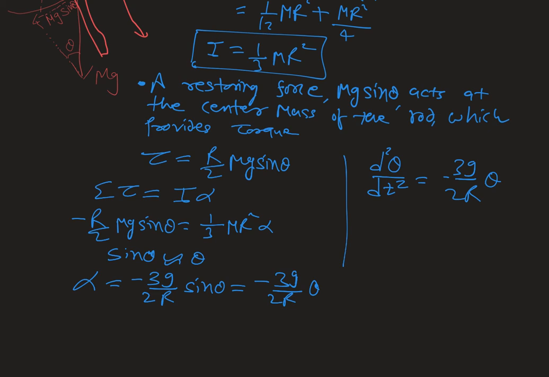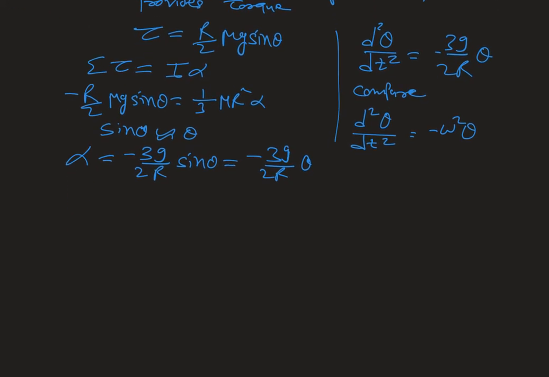Now we compare this with the simple harmonic motion of a rigid body, d squared theta over dt squared equals negative omega squared theta. So you can compare your omega squared with 3g over 2r. Now here's the secret. It doesn't matter what shape you have, you will derive the equation like this: first the moment of inertia, then the torque, then the alpha, and then you compare that with the existing d squared theta over dt squared with the omega. And then omega will give you the period T.